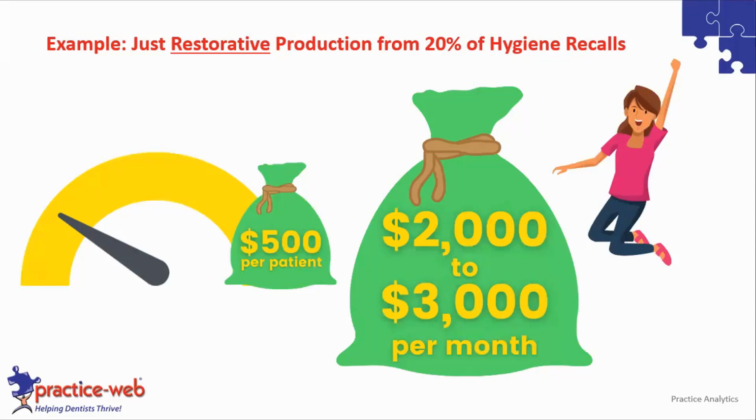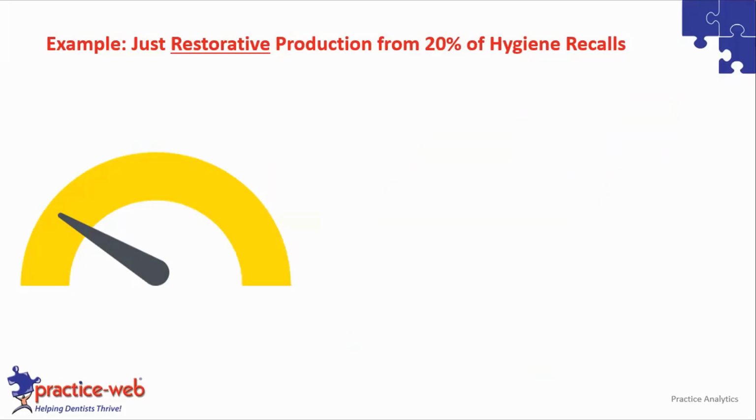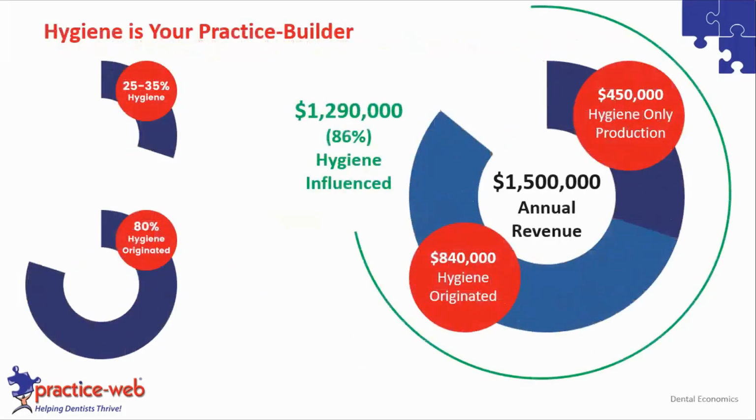So that's just one sliver of the production originating from hygiene, right? And then if you look at the bigger number, it's roughly $1.3 million of that, and 86% of your annual revenue.